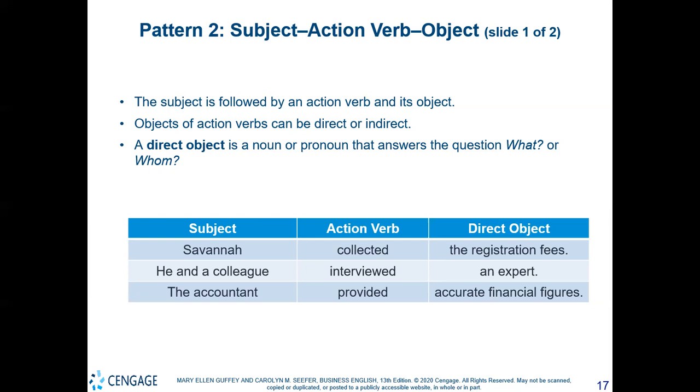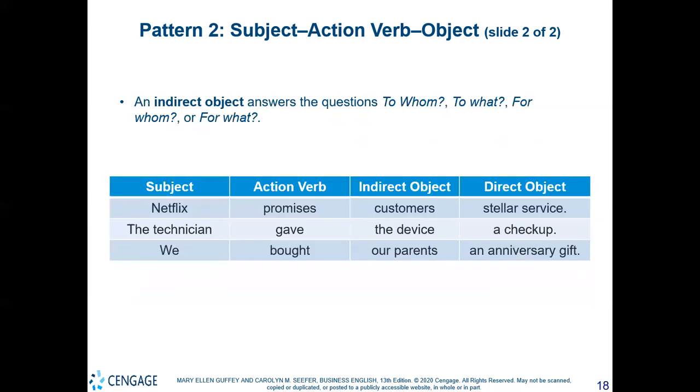The subject, the accountant; action verb, provided; direct object, accurate financial figures. The sentence reads, the accountant provided accurate financial figures. An indirect object answers the questions to whom, to what, for whom, or for what.